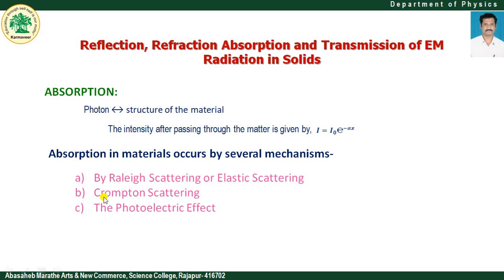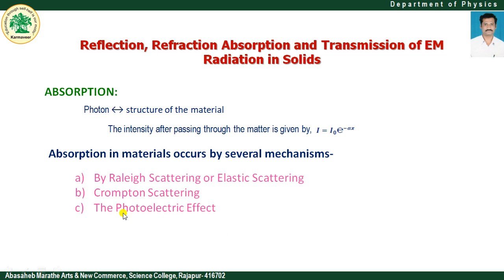Now the second case, Compton scattering. Here also the photons interact with the electrons orbiting in an atom, but the photon loses some of its energy to the electrons. The wavelength of the light increases. This is the example of inelastic scattering. Okay.